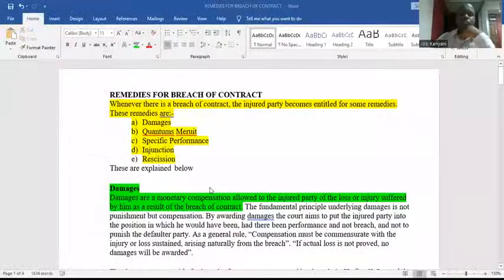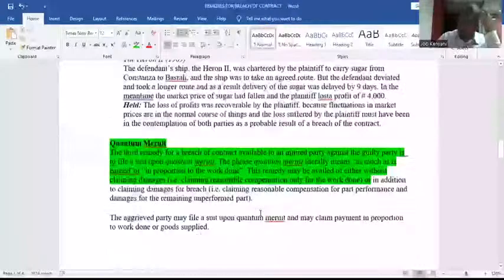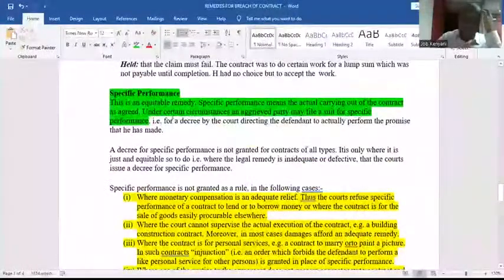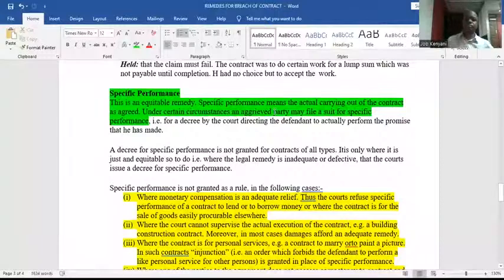So we have damages, quantum meruit, specific performance, injunction, and rescission or cancellation of the contract. You can decide to cancel the contract in case of breach. Specific performance is where the party is compelled to carry out his part of the obligation or duties under the contract. But it is not always a good remedy in all circumstances. Where the court sees that monetary compensation can be enough relief, they don't go for specific performance. They just go for monetary compensation.